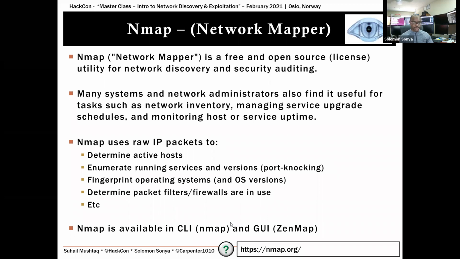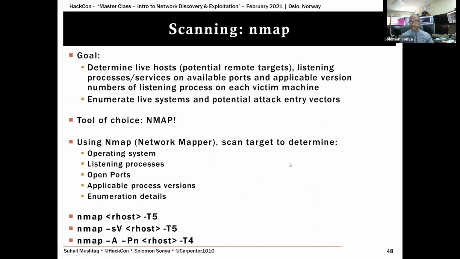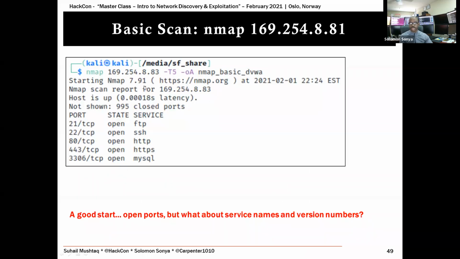The GUI is nice. It has some drawings and things like that. Everything we need is still from the default Nmap. And then at the bottom here, this is the link. So if you do want to learn more about Nmap, it's right there. So as we do our scanning, we've mentioned the goals: live systems, services, ports, potential attack entry vectors. And then here are some basic commands that we can run. So let's go ahead and do a basic scan real quick, and then we will advance the scan from here.